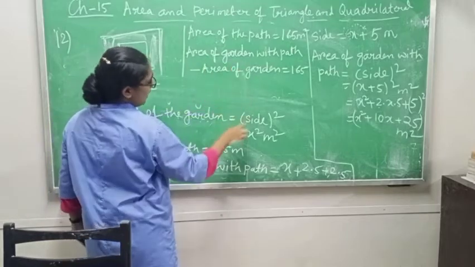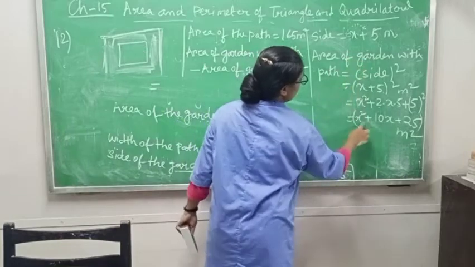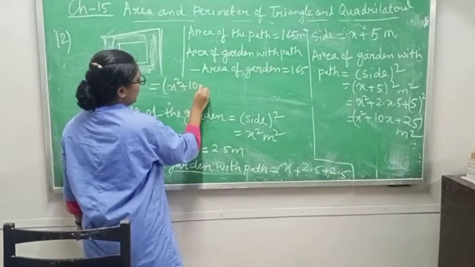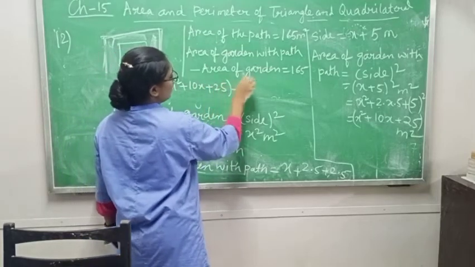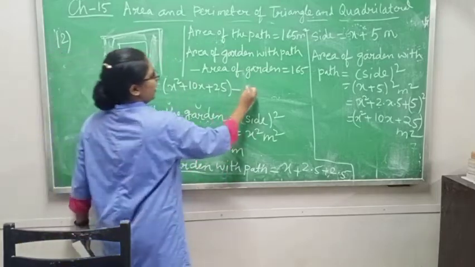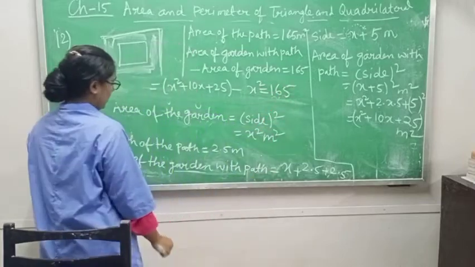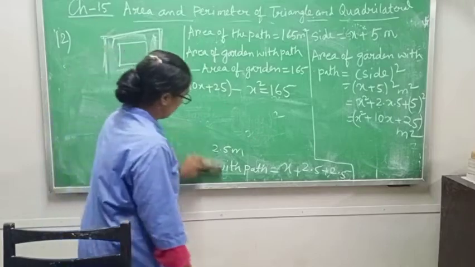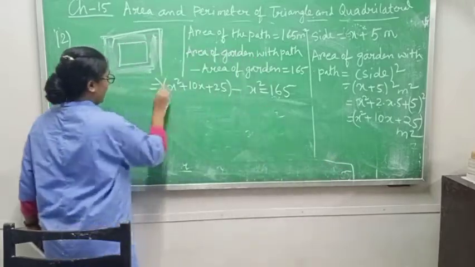Now I have to rub this, otherwise I will not be able to do it. So area of garden with path is how much? Area of garden with path is x square plus 10x plus 25 minus area of garden, which is how much? x square. Area of garden is x square, equals 165. Okay. Pause the video and please copy up to here, because I have to rub it, otherwise I will not be able to do the sums.